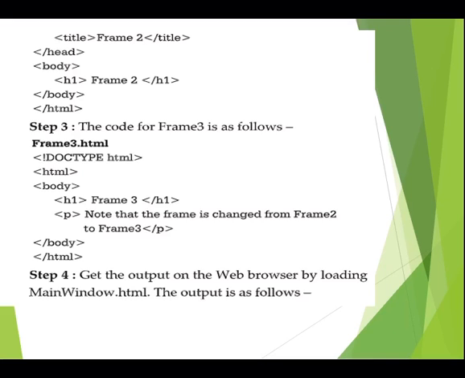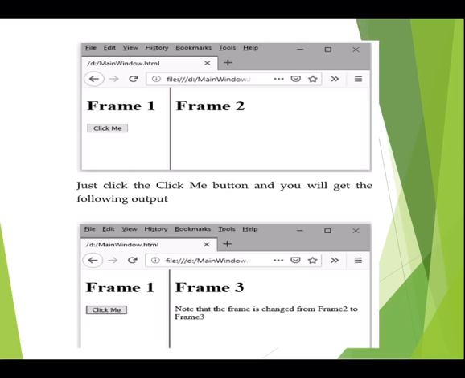Now the fourth step is to get the output by loading the main page. We are going to call our main page and open the output in it. So this is your output. In the first window, you have frame 1 and frame 2. When you click on the click me button, frame 2 is changed to frame 3, as in the second output.